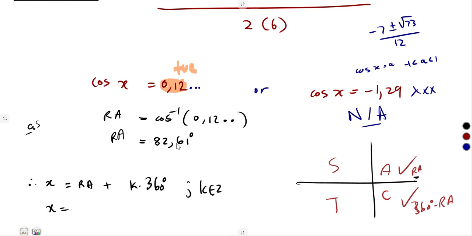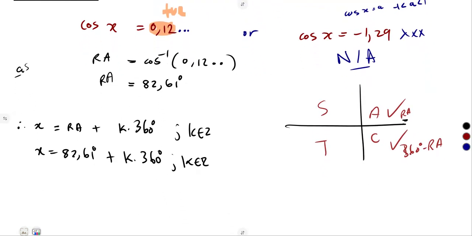So in our case, the reference angle is 82,61 plus k times 360 degrees, and this k must be an integer value. So that was the first solution which we obtained in the first quadrant. In the fourth quadrant, our x is given as 360 degrees minus the reference angle, which is 360 degrees minus 82,61 plus k times 360.